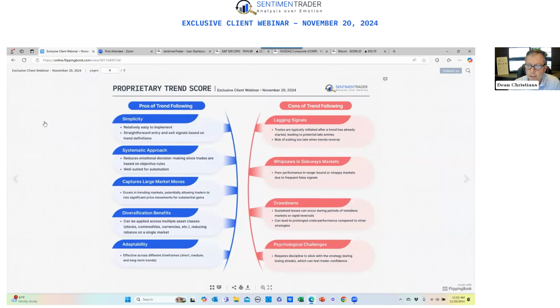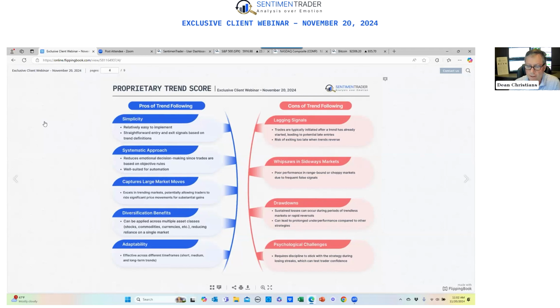Cons of trend following would be that, of course, they lag. Moving averages lag price. So this can lead to late entries and late exits, and you're susceptible to risk of a late trend reversal. Sideways markets, or choppy markets, tend to create a lot of signals. And so trend following systems get eaten up in a sideways market.